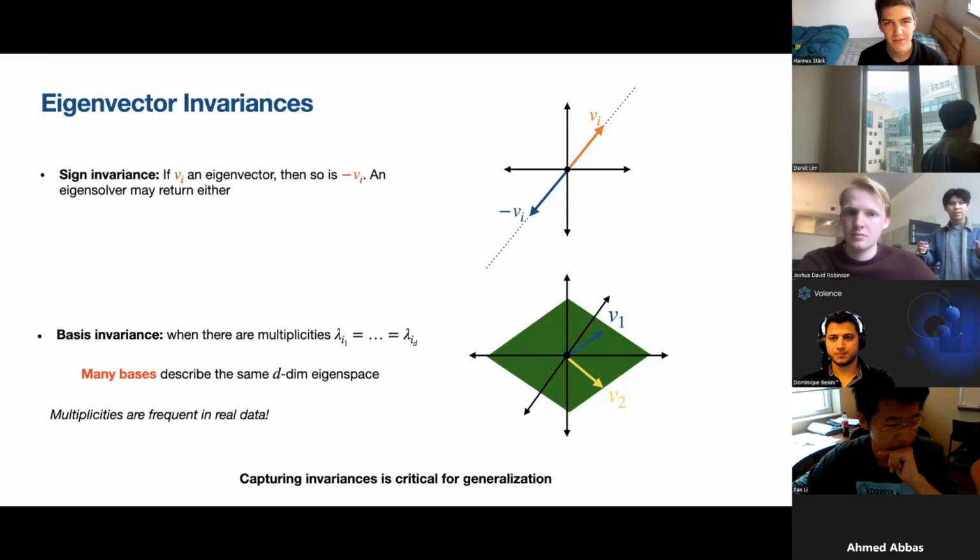So it's not like the order changes, it's like everything changes. Even the order can change, or you could rotate all the eigenvectors in one eigenspace.